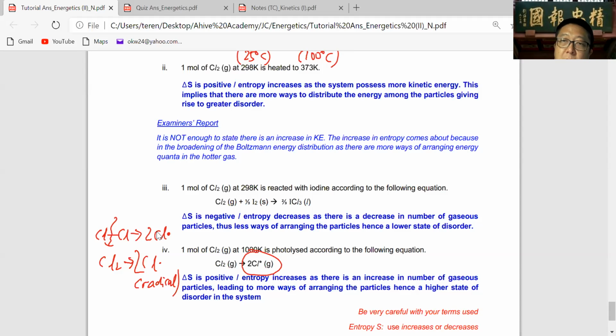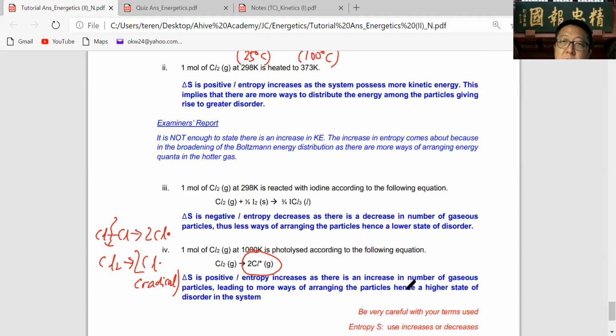Okay, so this is the same idea. Entropy here is increased because there's an increase in the number of gaseous particles. From 1 chlorine molecule, it becomes 2 chlorine atoms. So you must put this into perspective. Both sides are gases, but now it's not just a matter of how many molecules more or less. It is a matter of 1 molecule becoming 2 atoms. Therefore a higher state of disorder is achieved because there are more particles. 1,000 molecules become 2,000 atoms now. So entropy change must be positive.